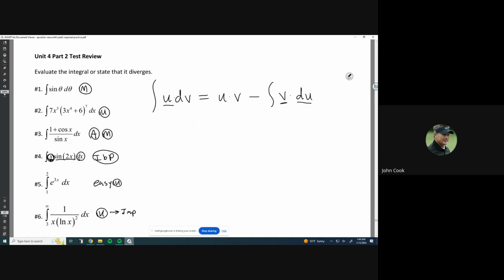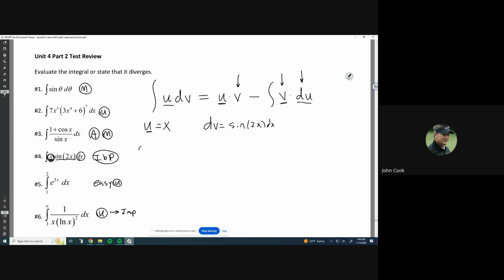I'm going to use that for my u value. x is going to be u. And that means that my dv is going to be the rest of the stuff, so sine of 2x dx. Okay, so to fill all this stuff out, it looks like I've got the u part already here, but I don't have any of the other things. I need v and I need du.